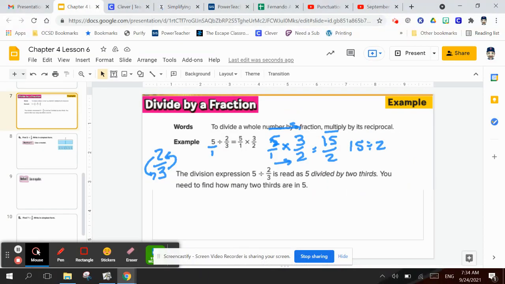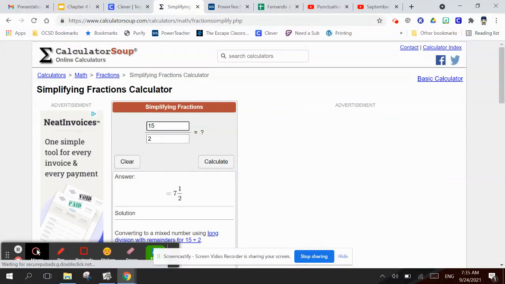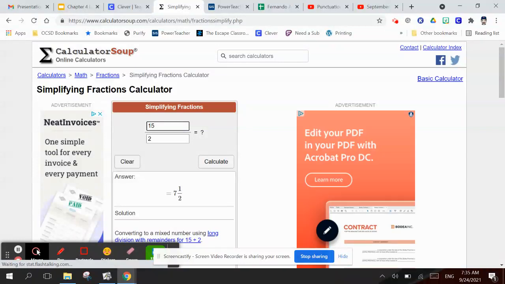When I multiplied, I got 15 over 2. So I'm going to use that as my fraction here. I'm going to type in 15. My denominator is 2. And I'm going to let it calculate it for me. It's going to give me my answer as a fraction. In this case, it's a mixed number of 7 and 1/2.